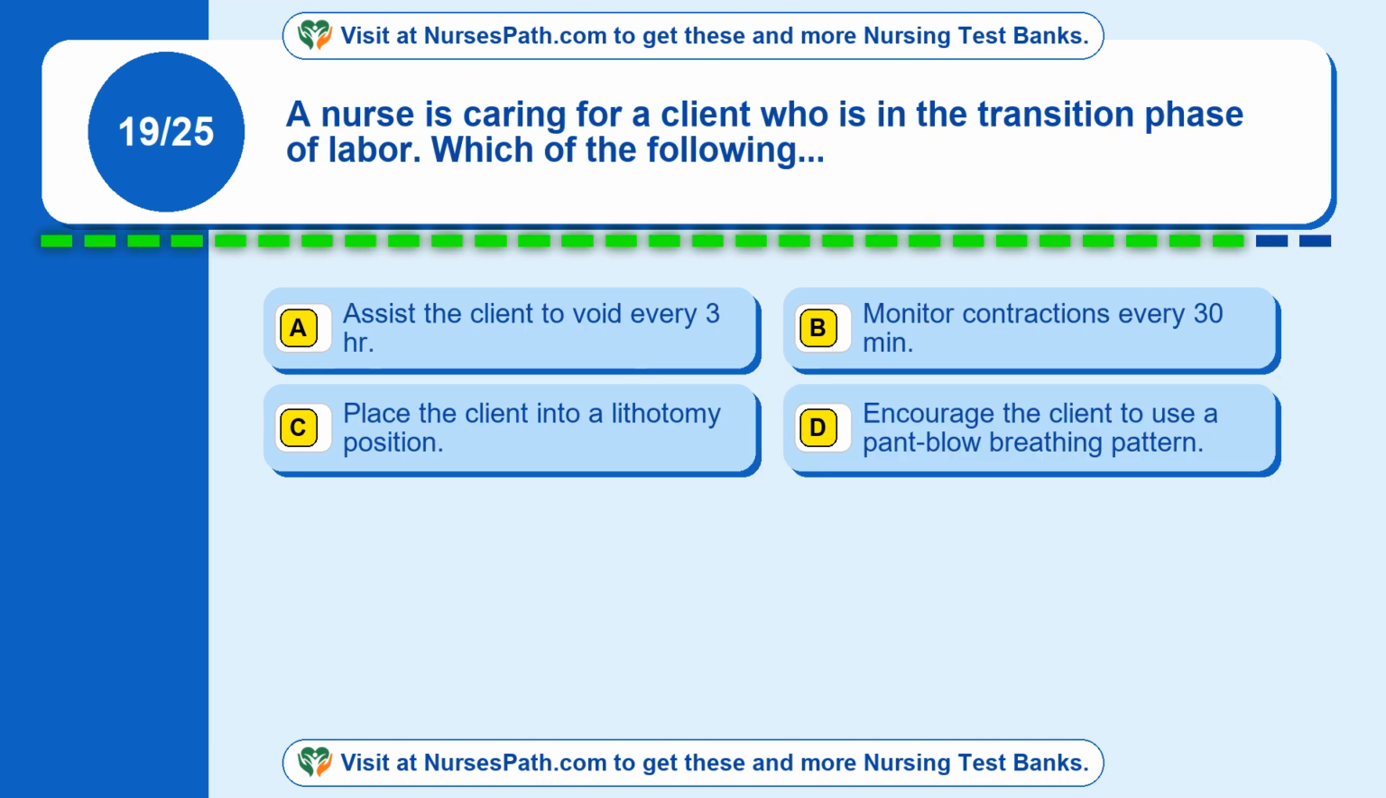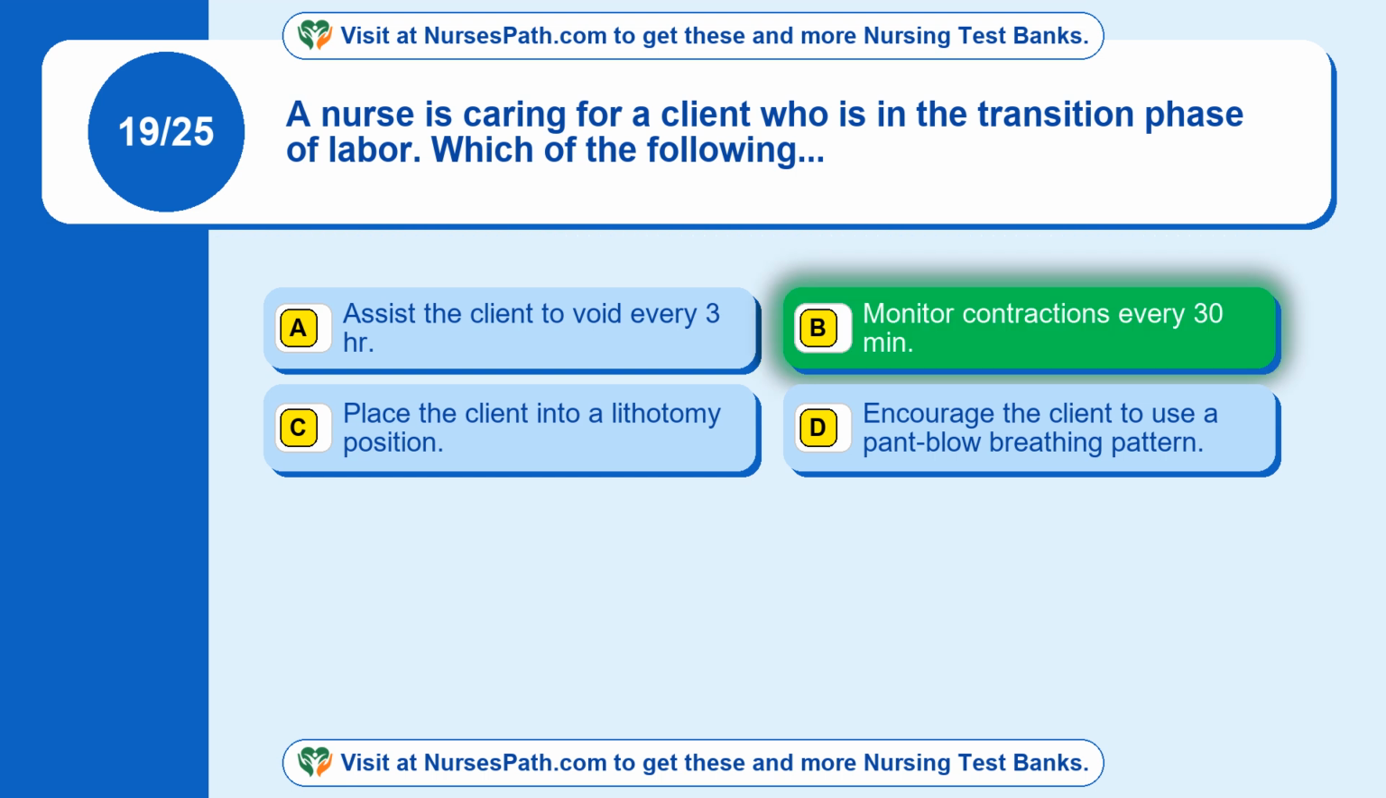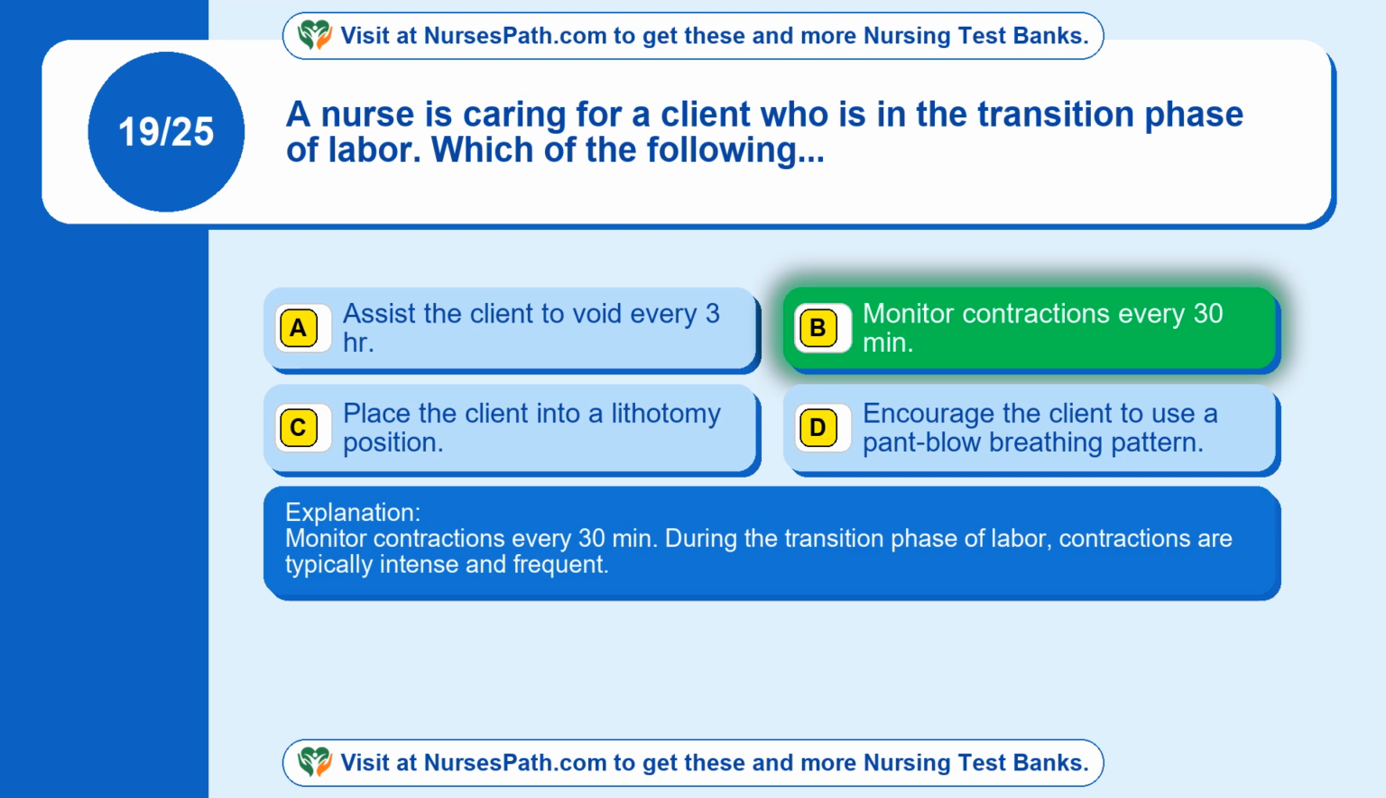Question 19. A nurse is caring for a client who is in the transition phase of labor. Which of the following actions should the nurse take? Option A. Assist the client to void every 3 hr. Option B. Monitor contractions every 30 minutes. Option C. Place the client into a lithotomy position. Option D. Encourage the client to use a pant-blow breathing pattern. The correct answer is option B. Monitor contractions every 30 minutes. During the transition phase of labor, contractions are typically intense and frequent.